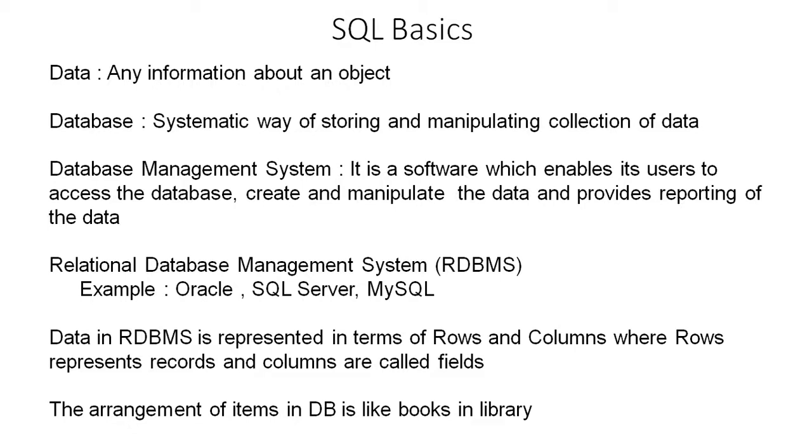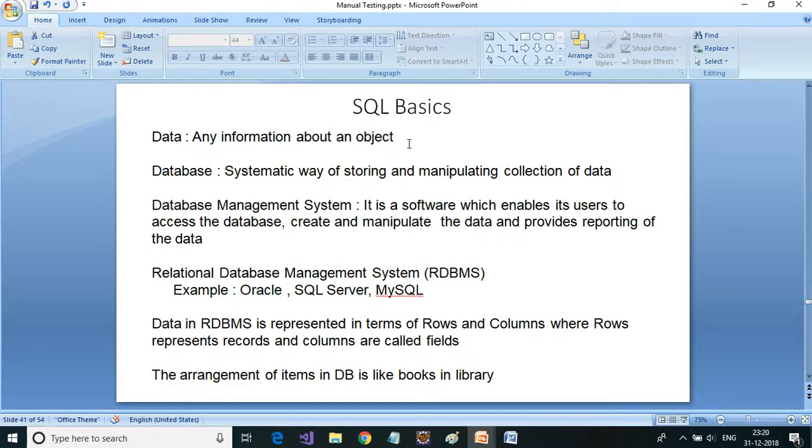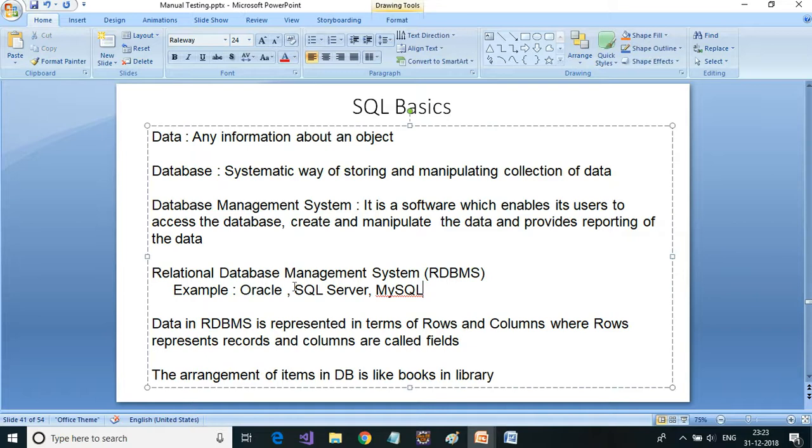Database management system, or DBMS, is nothing but a piece of software which will allow you to create, manipulate, and it also provides you with the reports on the data. The next thing we need to understand is what is relational database management system. Relational database management system is a type of database management system wherein it makes use of relational model where the data is ordered and grouped into relations. The examples of RDBMS are Oracle, SQL Server, MySQL, to name some of them.